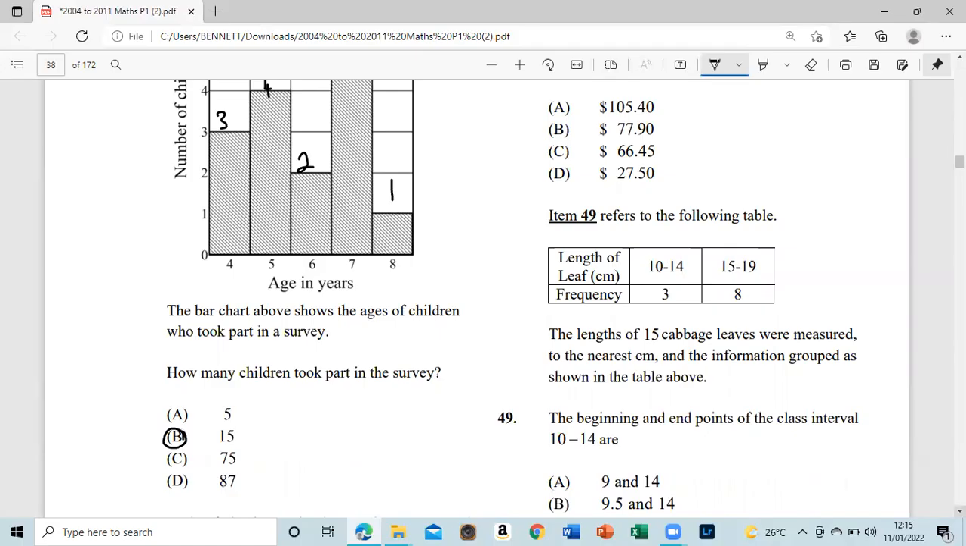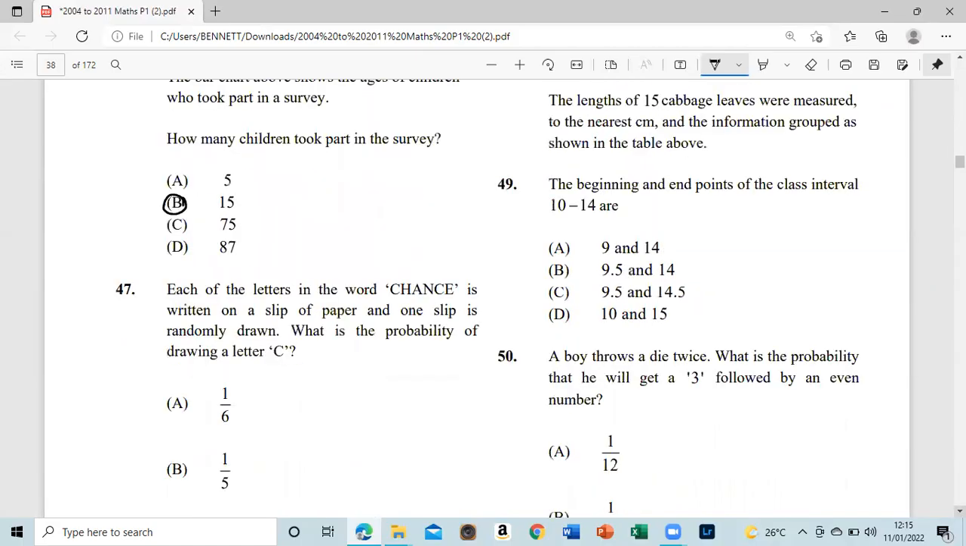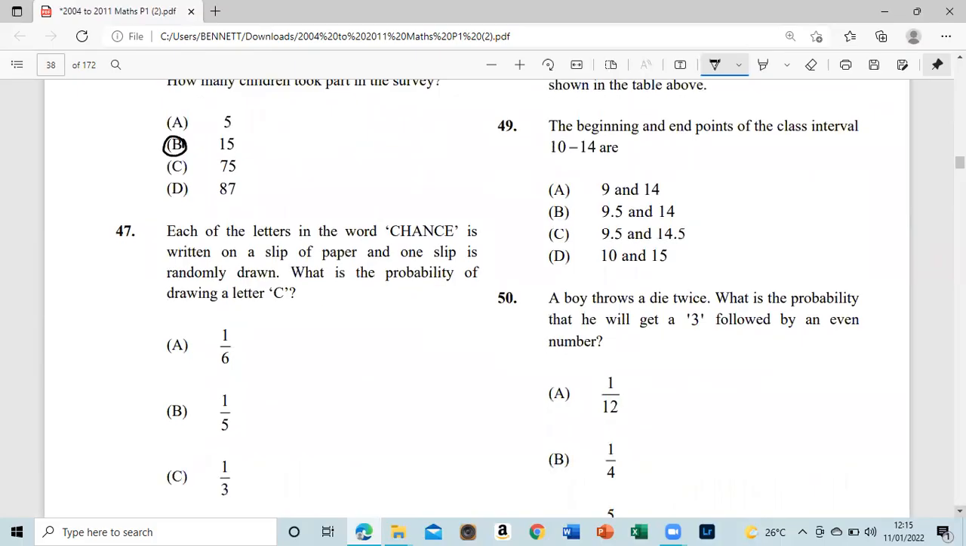Alright, so let's go. Each of the letters in the word CHANCE is written on a slip of paper and one slip is randomly drawn. What is the probability of choosing a C? First, we have to count how many letters there are: 1, 2, 3, 4, 5, 6. So 6 letters. And then how many C's? There are 2, so you can draw either of these. Breaking it down, it's 1/3. So 47 is 1/3.